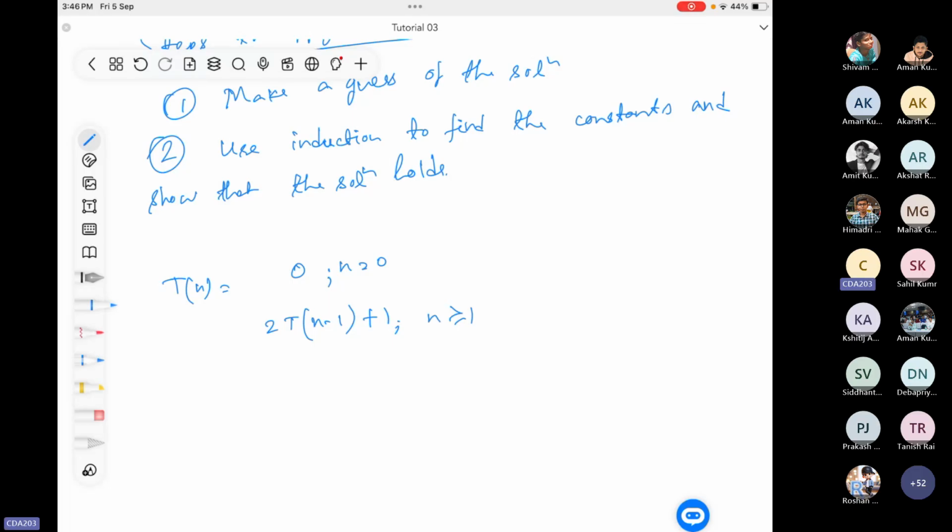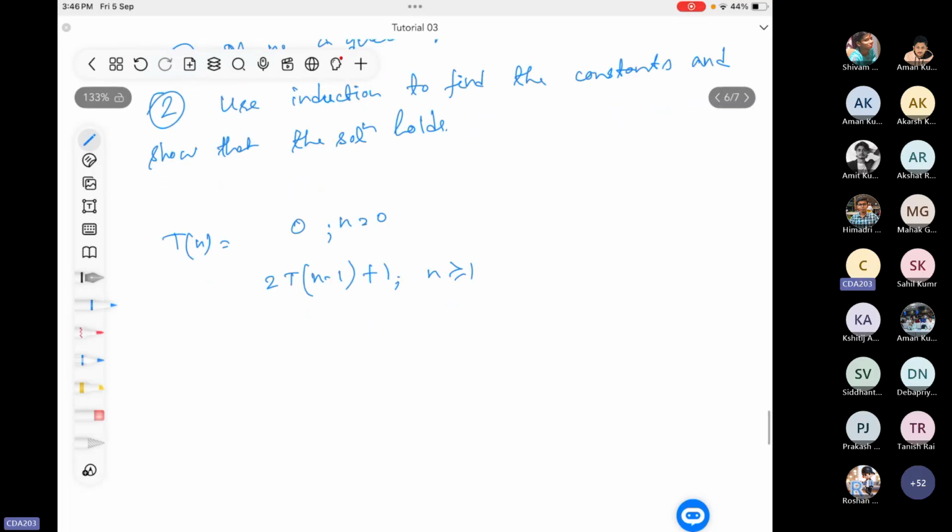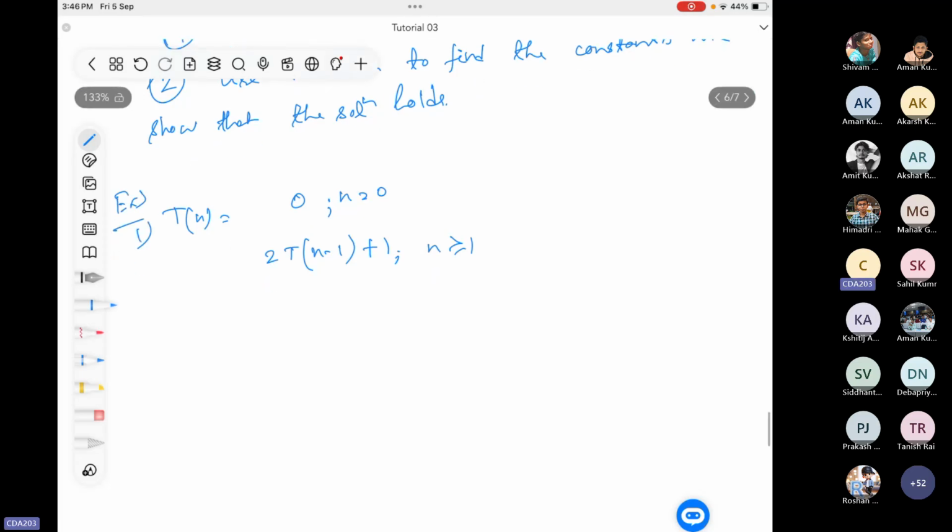Okay. So this is the given recurrence. This is example 1. Okay. So what could be the guess for the solution?